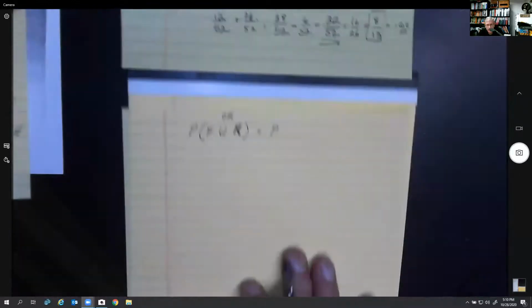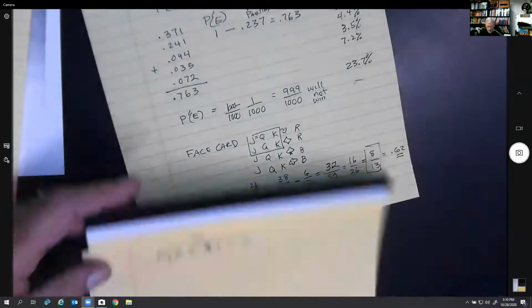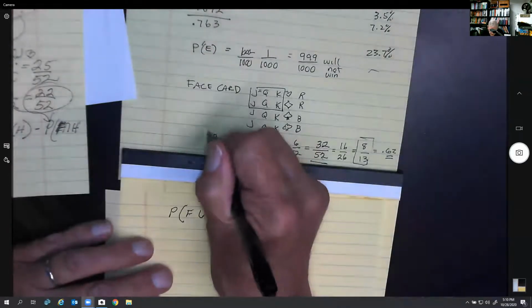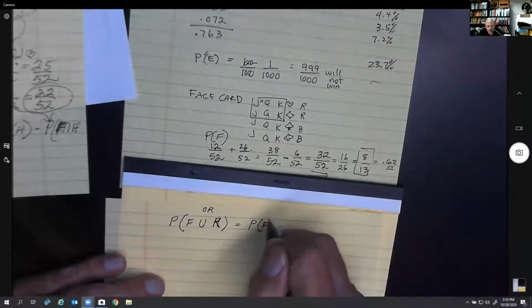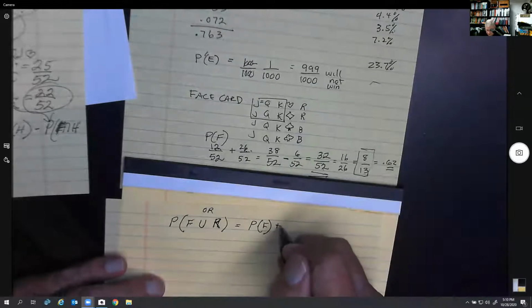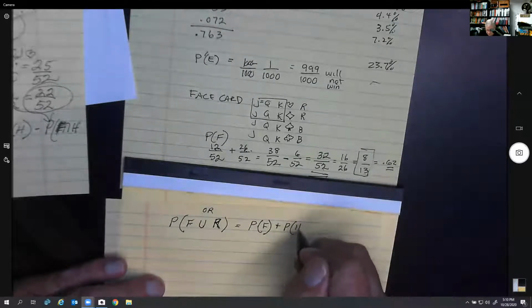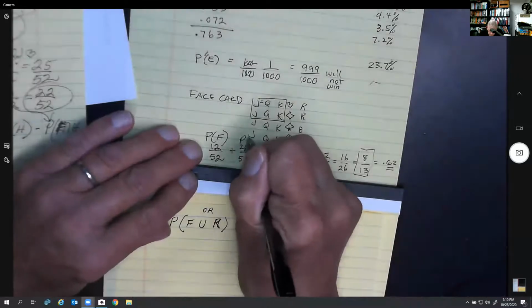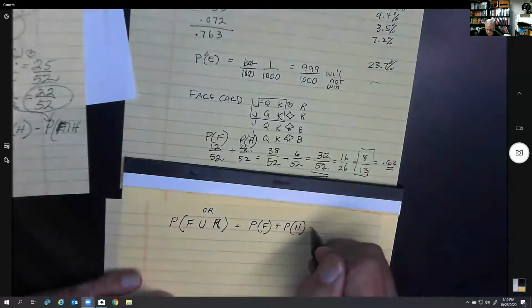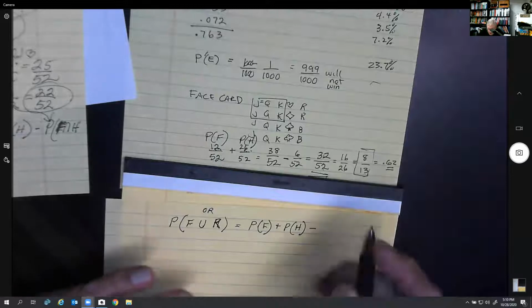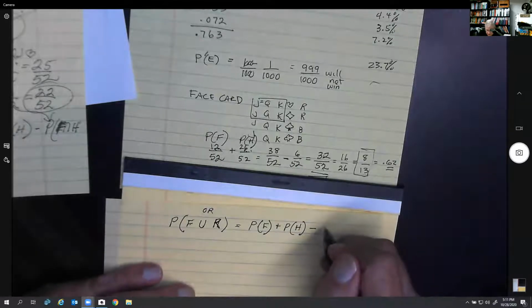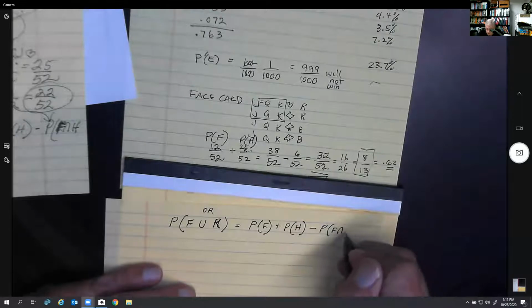I'm going to put this back up here so you can see the probability that it was a face card. That would be your probability right there. Or the probability plus the probability it would be a heart. Minus the duplication, the double counting. So we call that an intersection. We write it this way. It's going to be written as the probability of F intersect R.